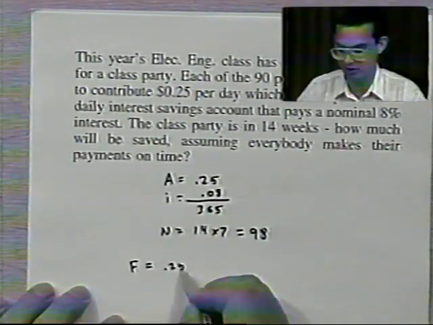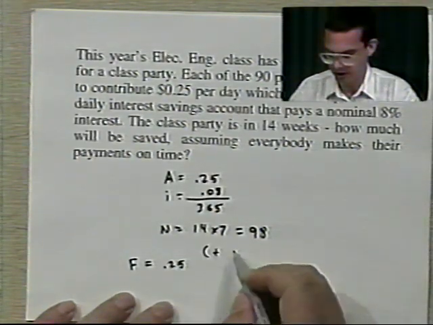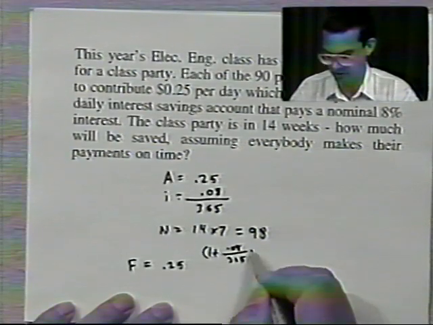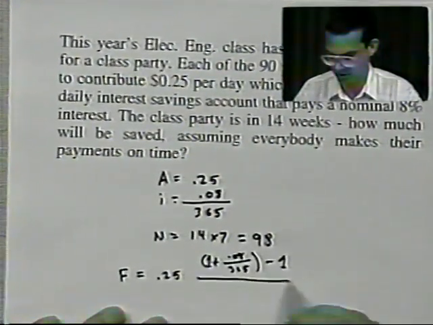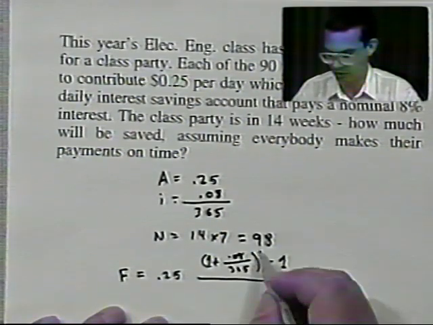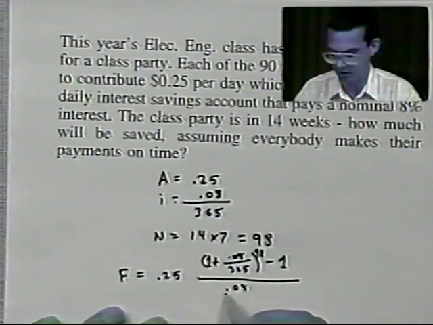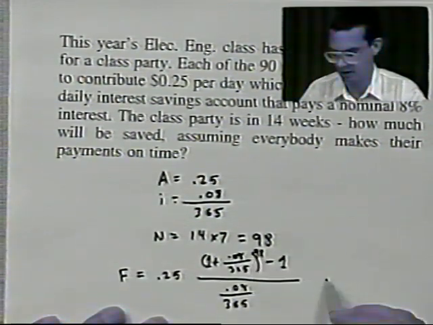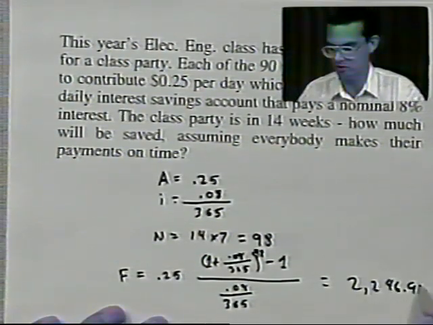Substituting that into our formula, we find the future worth is going to be equal to the annuity, 25 cents, times ((1 plus 0.08 over 365) raised to the 98th power minus 1) over (0.08 divided by 365). And that works out to be $2,246.92.